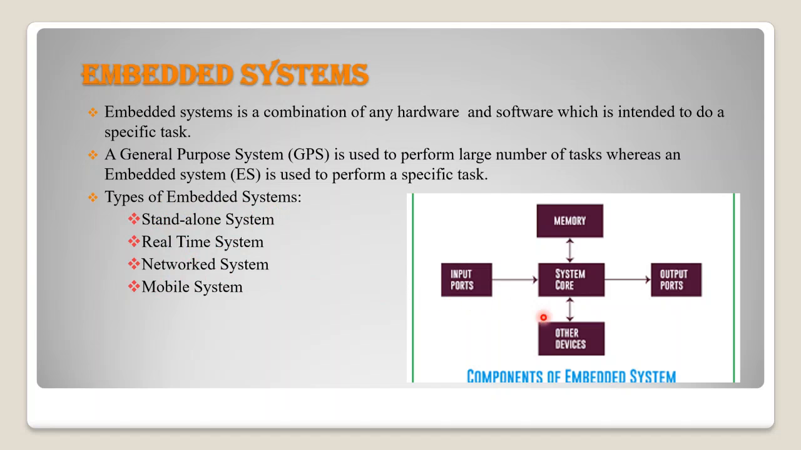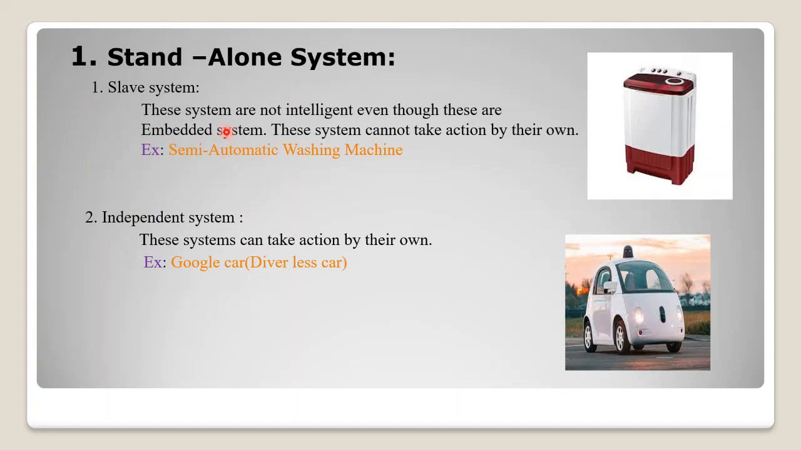These are the components of embedded systems. Standalone systems. Slave system. These systems are not intelligent even though they are embedded systems. These systems cannot take action on their own. Example: semi-automatic washing machine. Independent system. These systems can take action on their own.